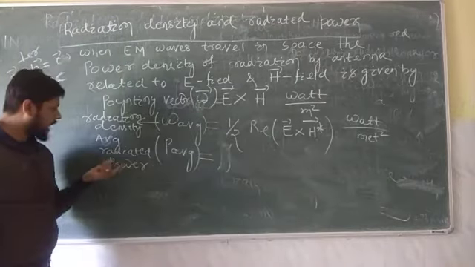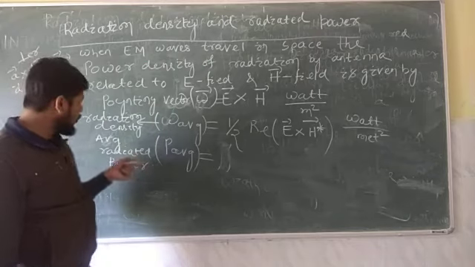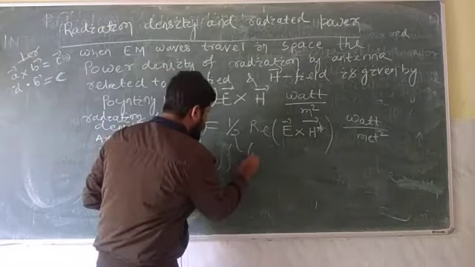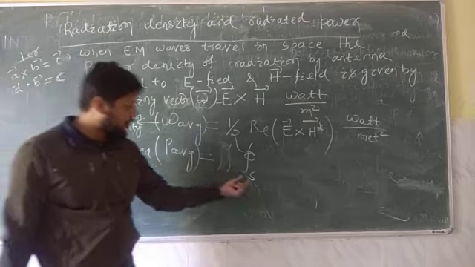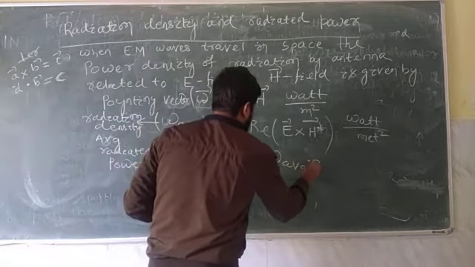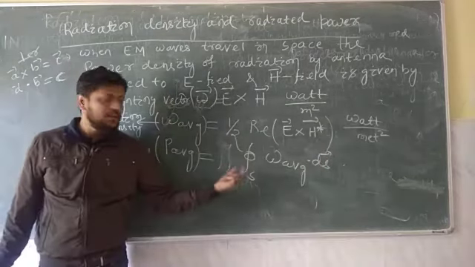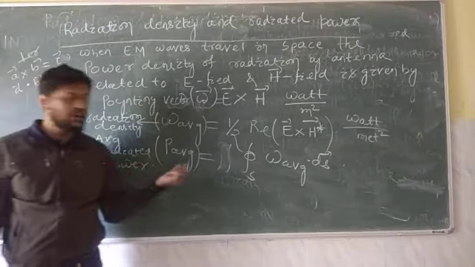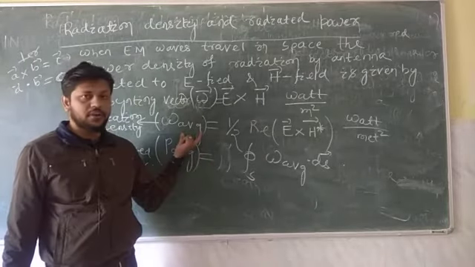Then how to calculate this average radiated power? You can see here, this is your average radiation density. To calculate the average radiated power, you need to do the surface integral. In vector theory, we have studied the surface integral. So the surface integral of W average dot ds vector is going to give you the average power radiated by the antenna. The unit of this will be watt. Here we have watt per meter square.